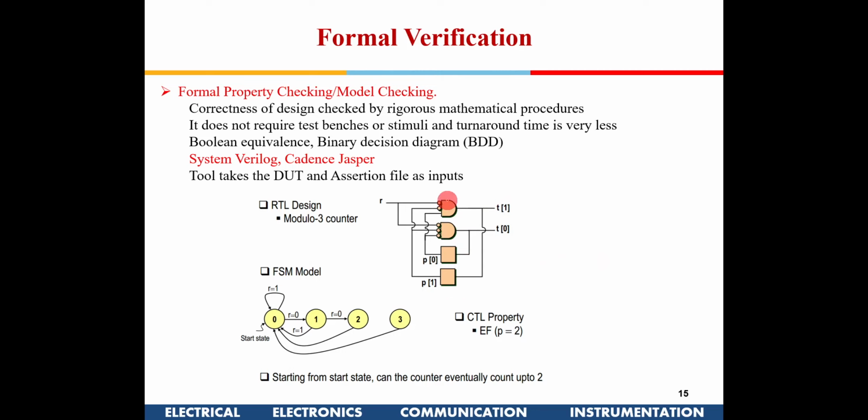Similarly, if I have a modulo 3 counter, what is a modulo 3 counter? It is just a 2-bit counter. Initially it is 0 0, 0 1, 1 0. It won't go to 3, because it is modulo 3. Modulo 3 means there are only 3 states, and then again it comes back to 0. So this is the counter which you have designed. This is a state which is not there.